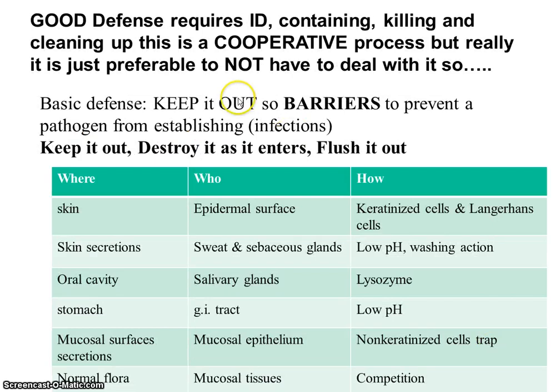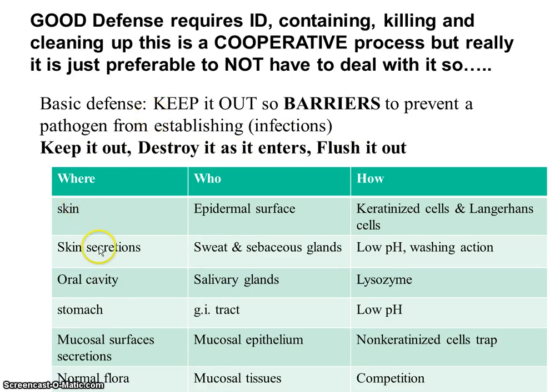So again, I formalize it here. I said that a good defense requires that you identify or recognize, you contain the invader to the spot, right, and don't let it get all over the body. You kill it and you clean up, okay? So I say this is what you have to do to defend yourself, but really it's better just not to have to do that defense, which is why barriers are so important, all right? Keep it out, destroy it as it enters, flush it out. That's the motto of the barriers, right?